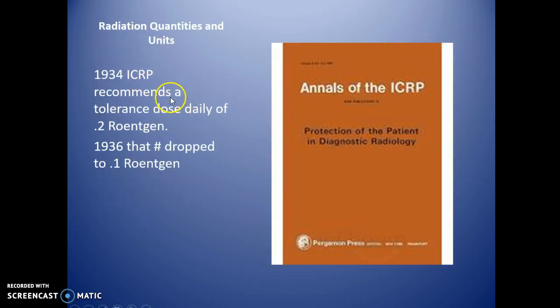1934, the ICRP recommends a tolerance dose daily of 0.2 Roentgens. 1936, that number was dropped to 0.1 Roentgens. So as you look at the history of this, there's really no rhyme or reason of how they figured this out. It's basically they threw out a number and then they just kind of dropped it as they said, well, it's not really doing anything or people are still dying. Well, we just dropped that number a little bit lower.